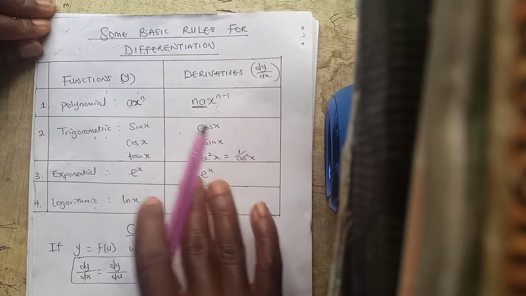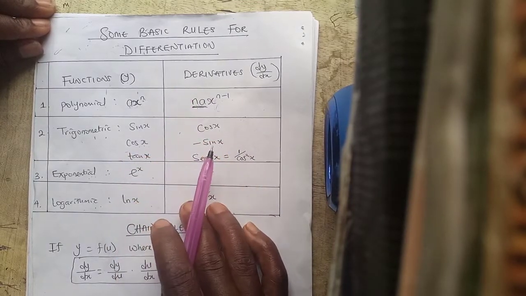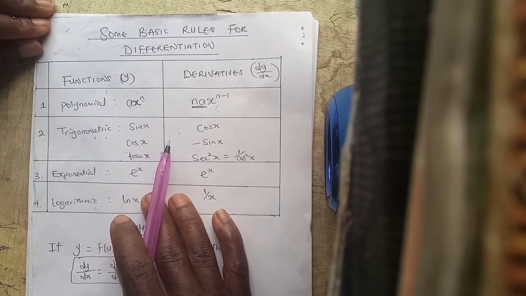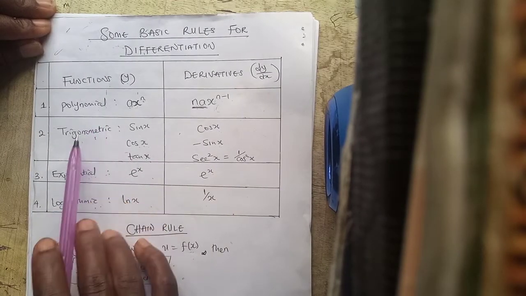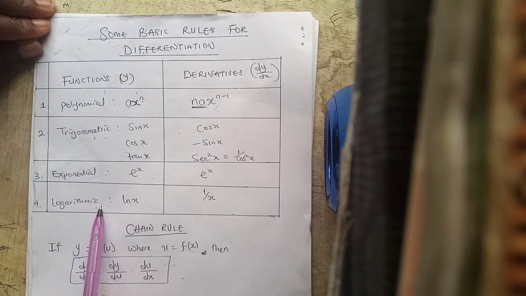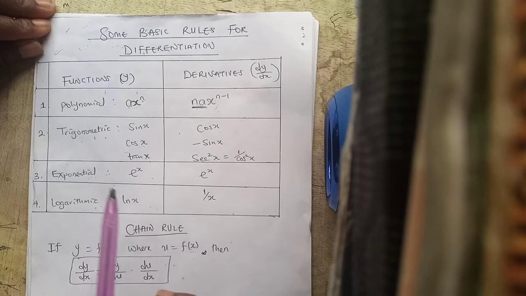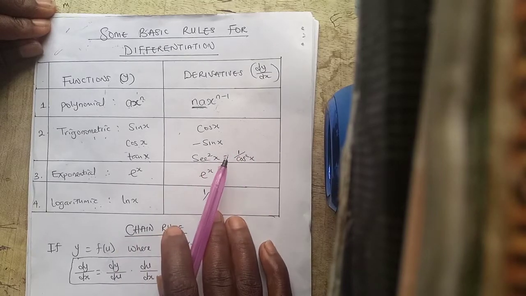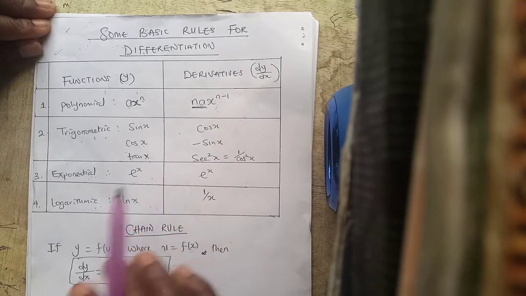Now we are going to look at the table for differentiation over here. On the left of this table, we have four functions. And the functions are the polynomial, the trigonometric function, the exponential function, and the logarithmic function. And on the right of this table, we have its derivatives, the derivatives of those functions. So what does this table state? This table is telling us about the differentiation of those functions.